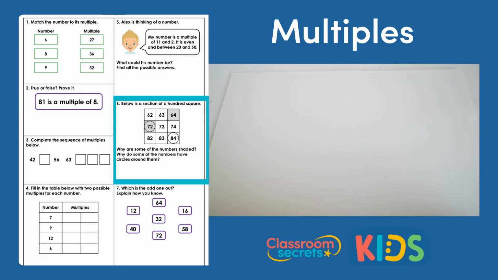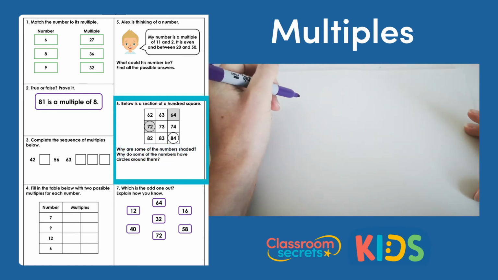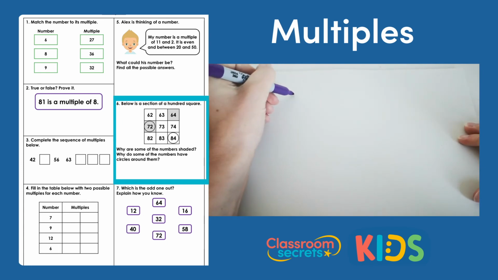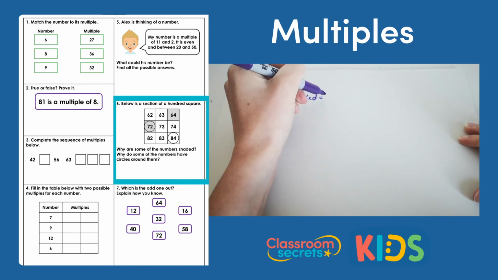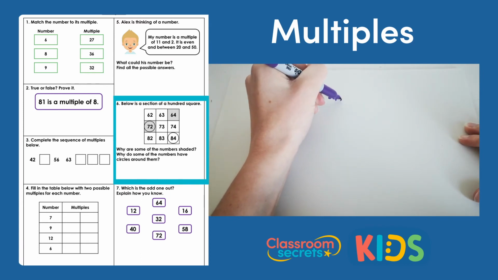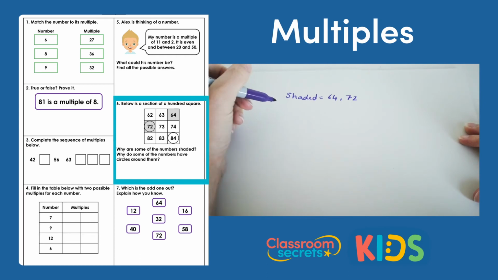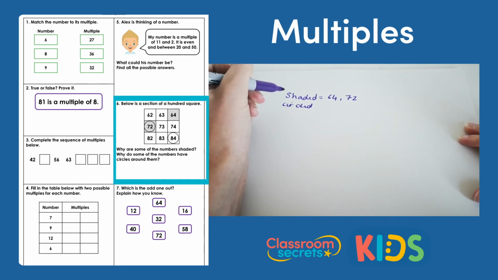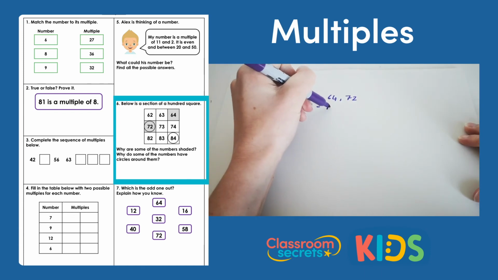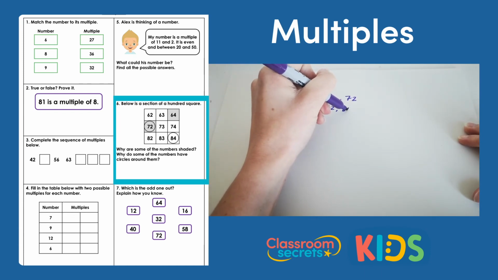Question 6 says, below is a section of 100 square. Why are some of the numbers shaded? Why do some of the numbers have circles around them? So the first numbers we need to look at then are the shaded ones. So the shaded numbers are 64 and 72. The circle numbers are 72 and 84.